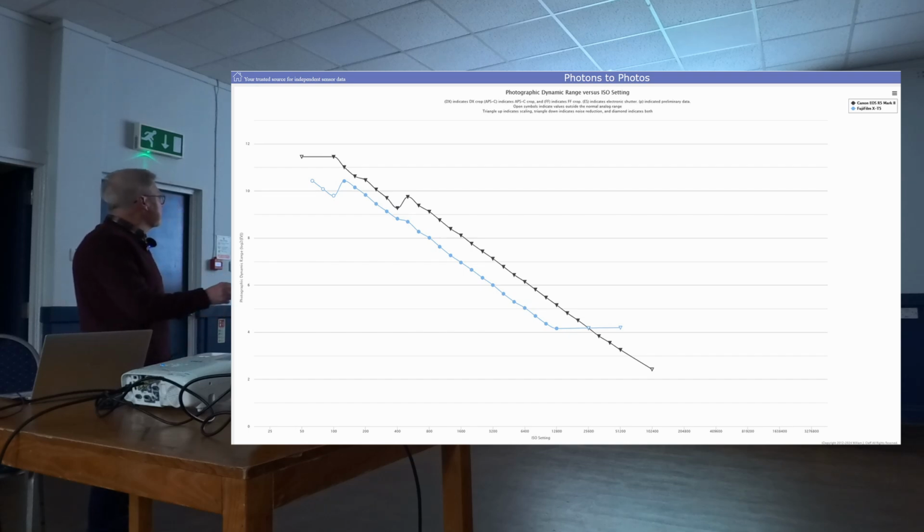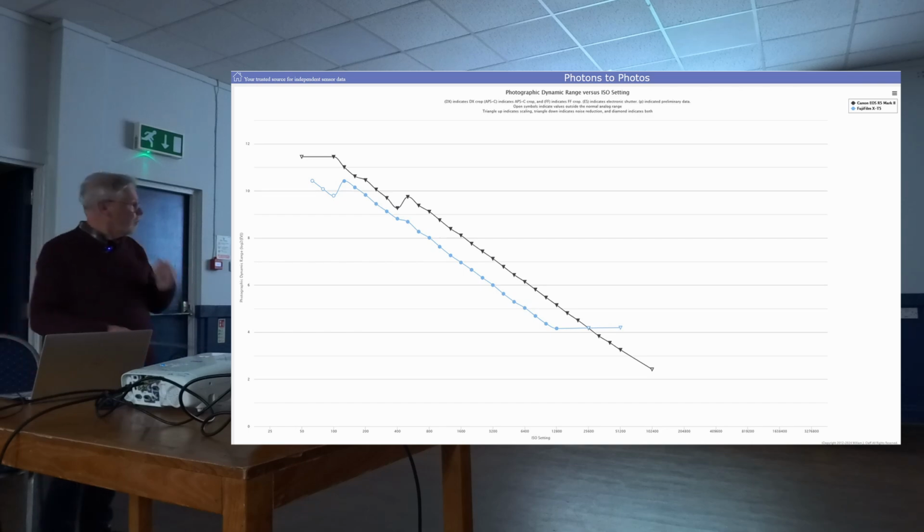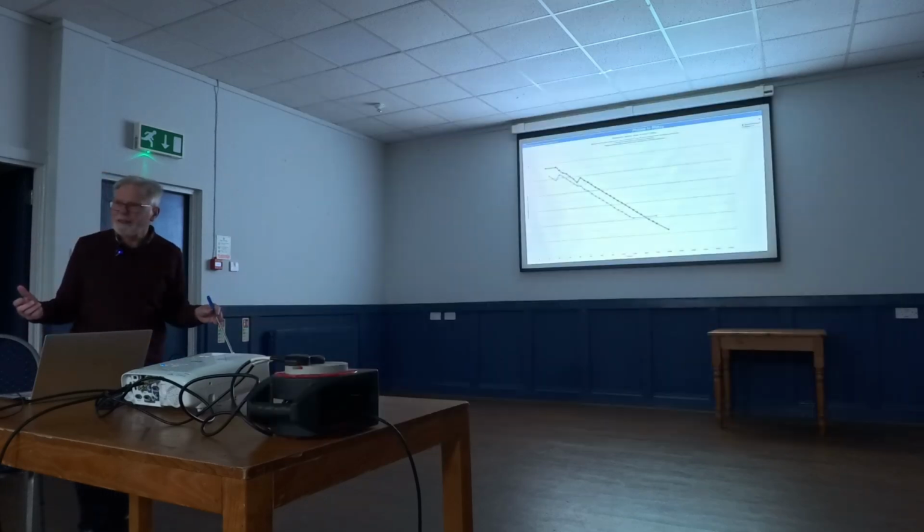I mean, up here, look, the Fuji doesn't quite make it, but the Fuji's got 10 and a bit stops of dynamic range. Whereas when we hit 6400, it's only got about 4 and a bit. So that's why it's desirable to keep your ISO lower when you are taking, say, a landscape and your camera's on a tripod.